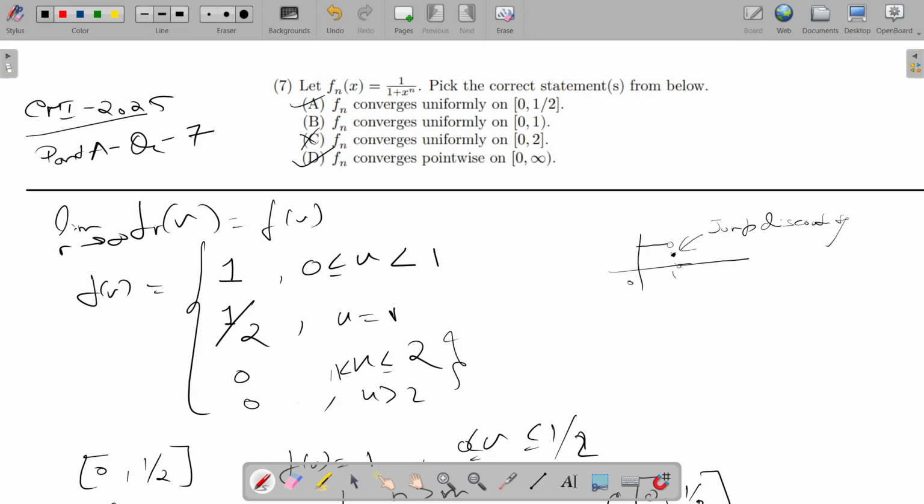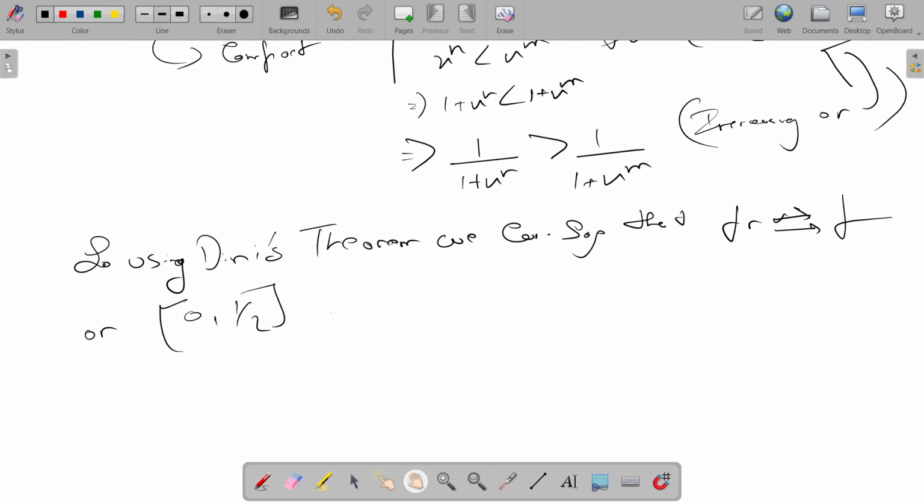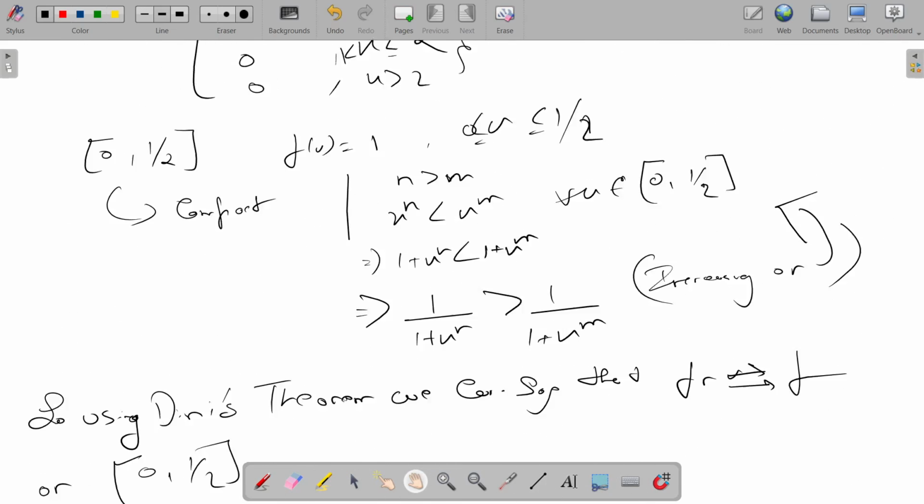And now option B is saying fn converges uniformly on [0, 1), so closed at 0 and open at 1. Here we cannot apply Dini's theorem because [0, 1) is not compact. Now we have to check uniform convergence here.